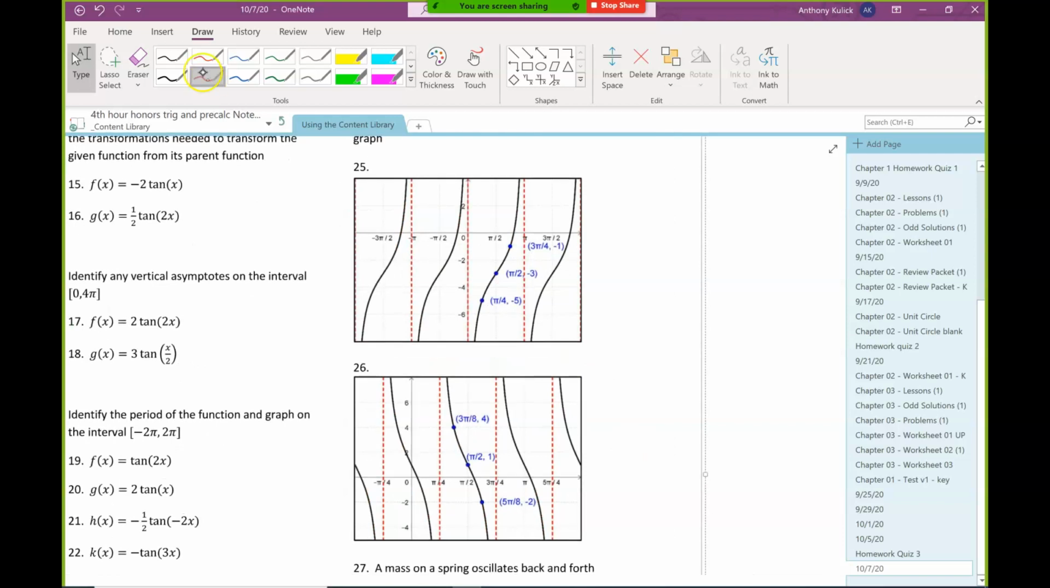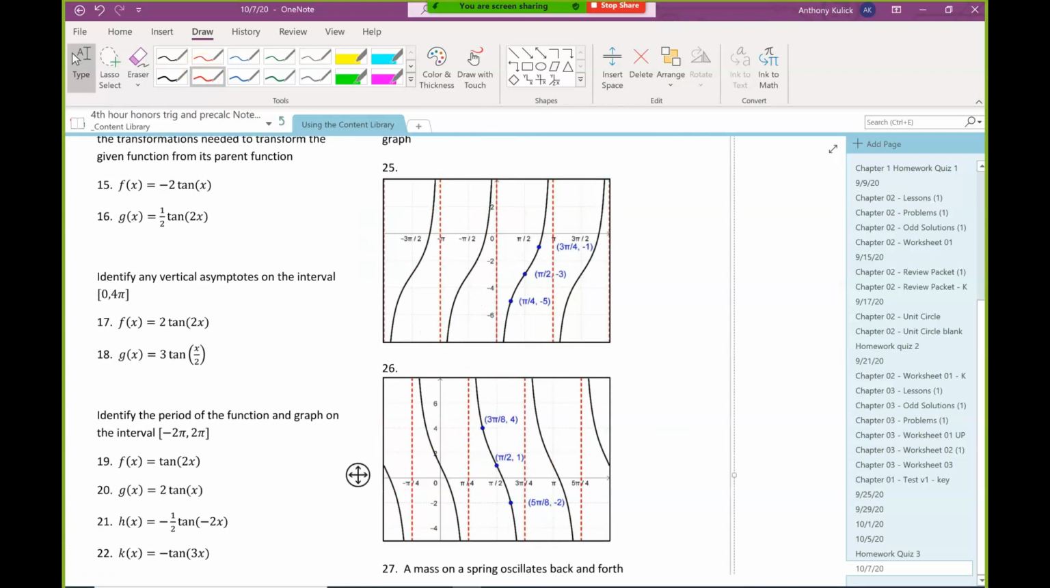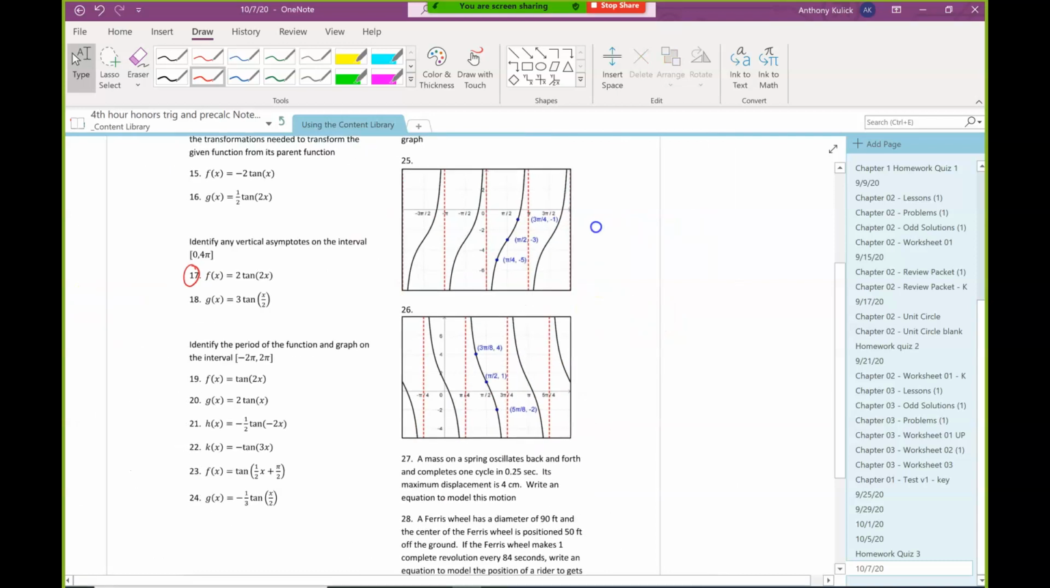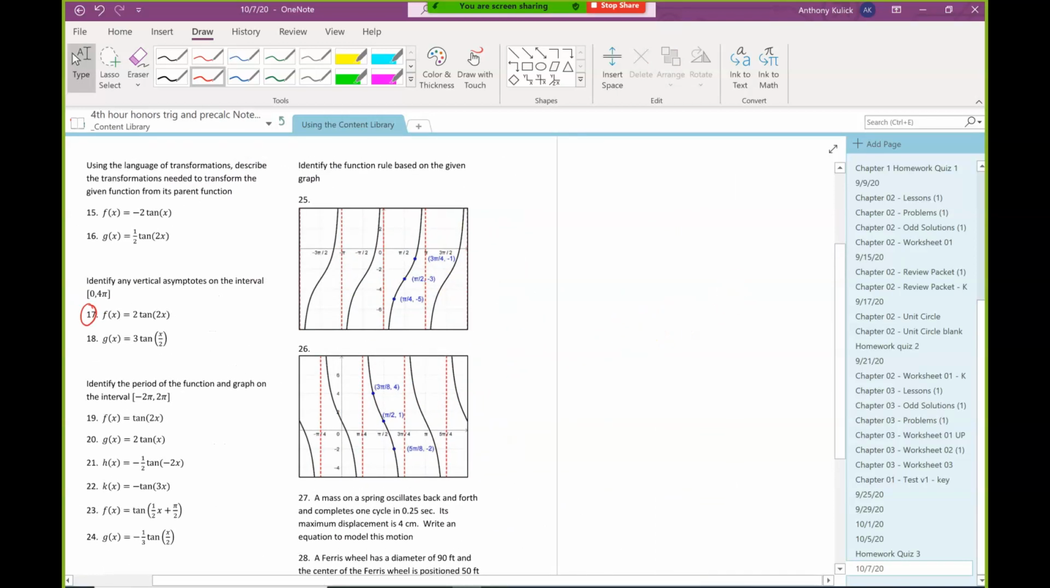So here's the trick. This is something we should be able to do relatively quickly. We know that for the parent function, I'll do it over here. So it's asking to find the vertical asymptotes on 0 to 4 pi for the tangent function.